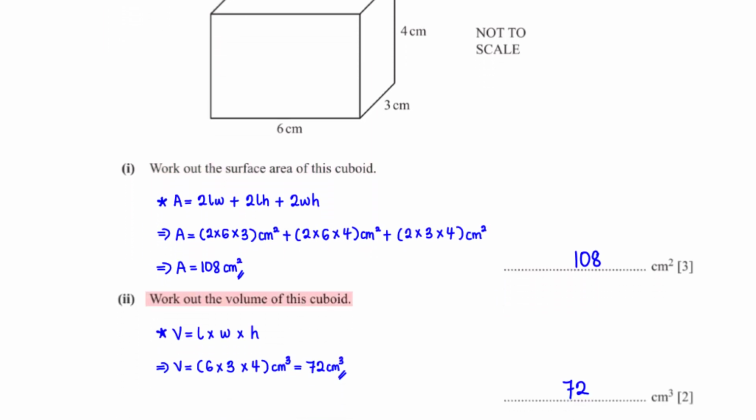Work out the volume of this cuboid. Here is the formula for the volume of a cuboid. L is 6 centimeters, W is 3 centimeters, and H is 4 centimeters. This gives us 72 centimeters cubed.